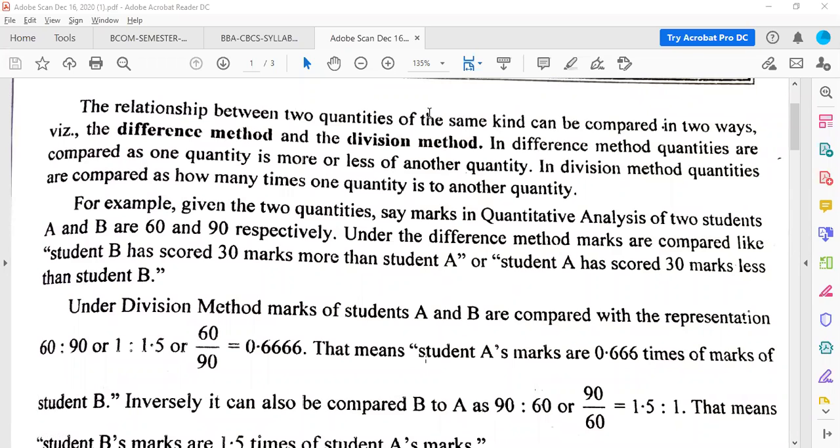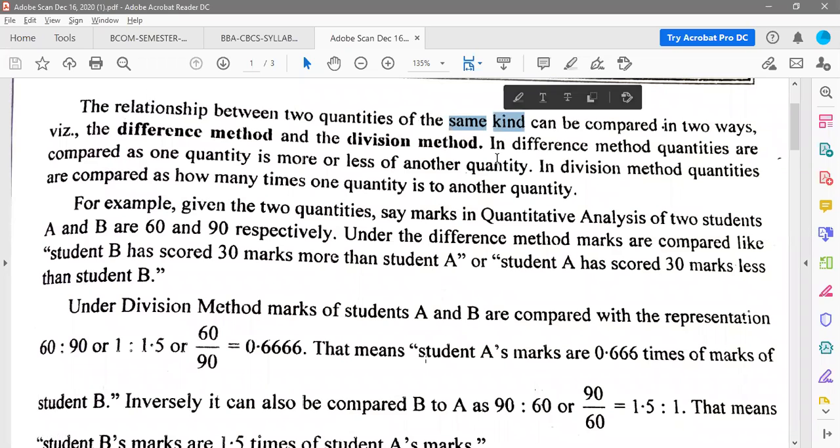So if you see here, the same kind has to be used, and if you have too much of difference, then comparing both of them is very difficult. So in those cases, we will have to make sure that it is of the same kind, and only the same kind values can be compared.